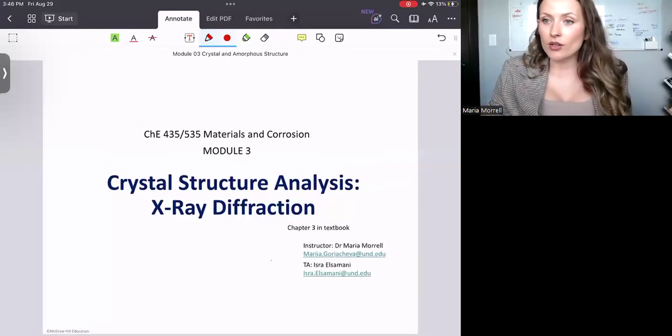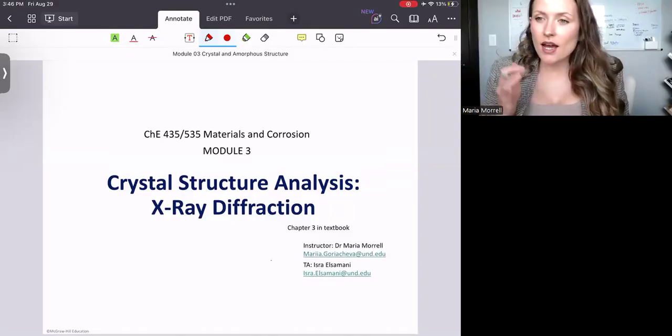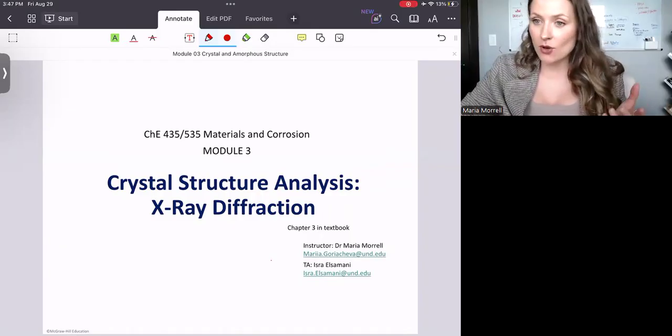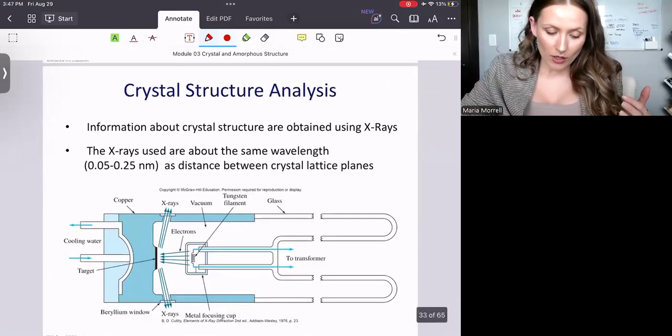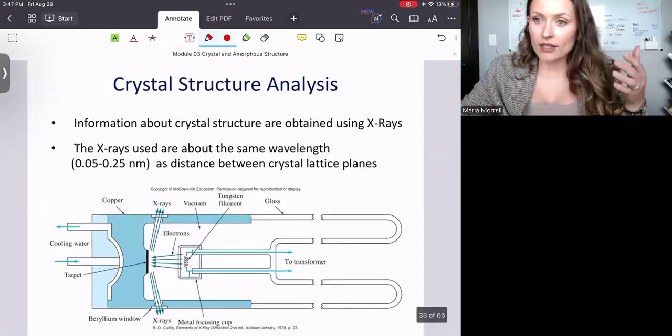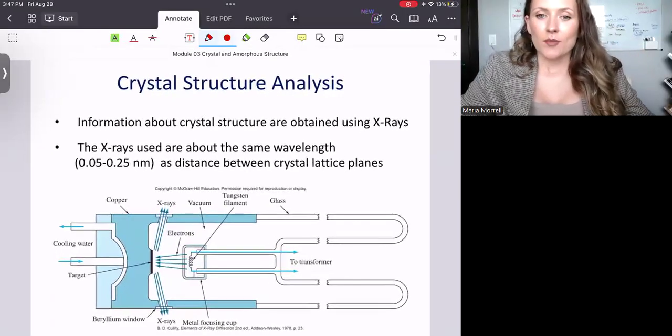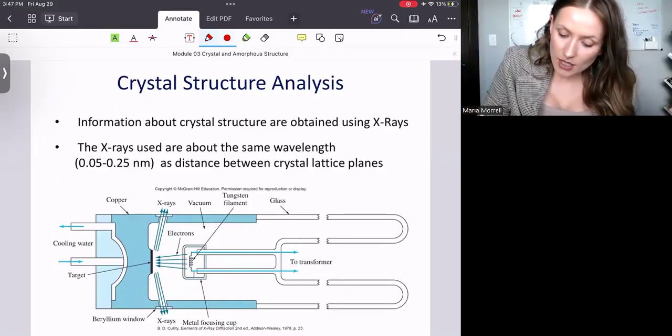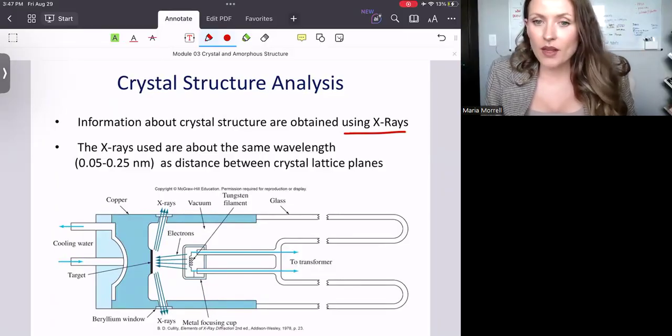Now, at this point, the question is, how do people get the knowledge about the crystal structure, right? This is what we will talk about today. Okay, and so let's just jump right into the lecture. Information about the crystal structure is obtained using X-rays.